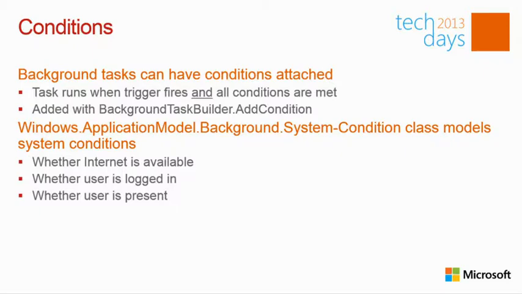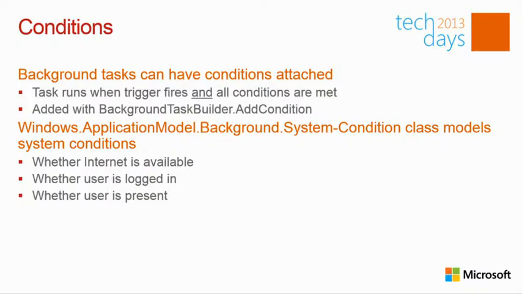I said a moment ago that this WinRT background tasking API is richer than the Windows Phone background tasking API. And one reason it's richer is that WinRT provides all these cool trigger types. Another reason it's richer is that it also provides something called conditions, which is something, once I got used to these in WinRT, I missed them in Windows Phone when I write background tasks in Windows Phone.